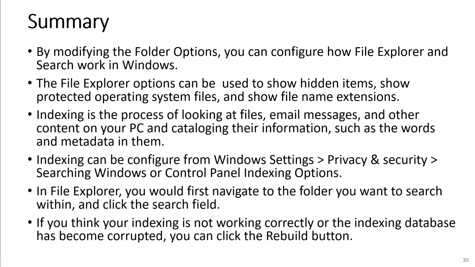Indexing can be configured from Windows Settings, Privacy and Security, Searching Windows, or you can use the Control Panel indexing options. In File Explorer, you would first navigate to the folder you want to search within and click the search field. If you think your indexing is not working correctly or the indexing database has become corrupted, you can click the Rebuild button.